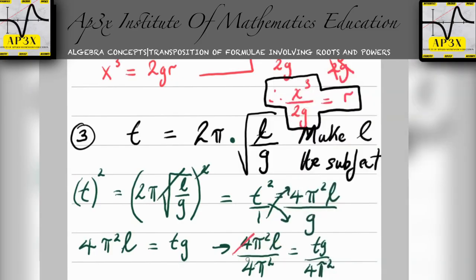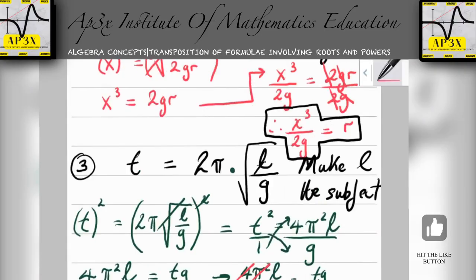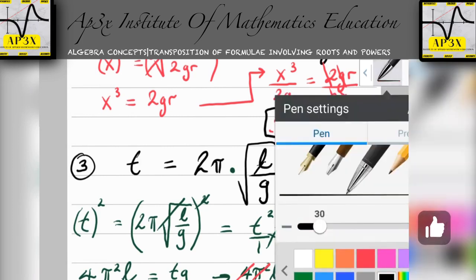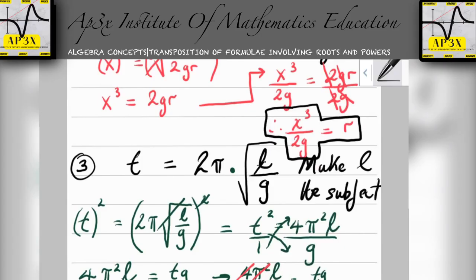So the 4 cancels the 4, the pi square cancels the pi square, and then we're left easily with L being equal to whatever is on the right, tg, all divided by 4 pi square. And this here is our final result. L is equal to tg divided by 4 pi square.